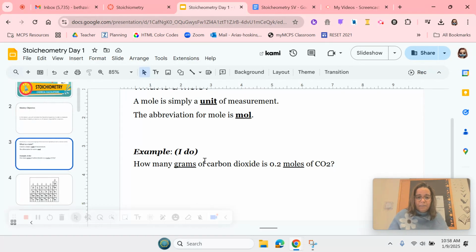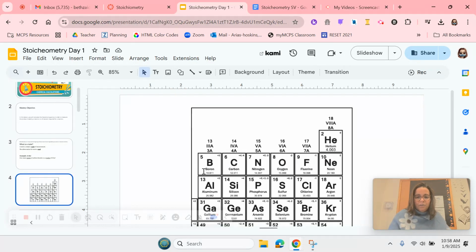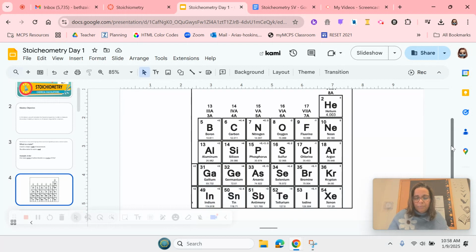The first part in here says: how many grams of carbon dioxide is 0.2 moles of CO2, which is carbon dioxide? So what I did in your paperwork, you're going to see the periodic table, and you're going to find C for carbon and O for oxygen. C, if you look in here, the mass is 12.011, and for oxygen it is 15.99.